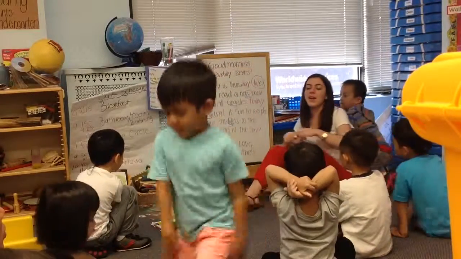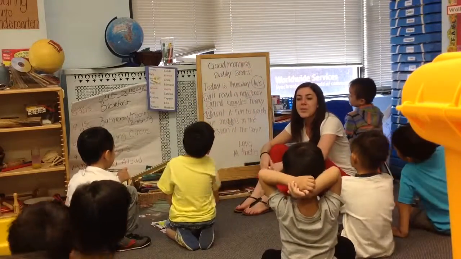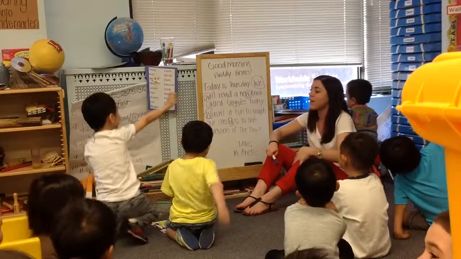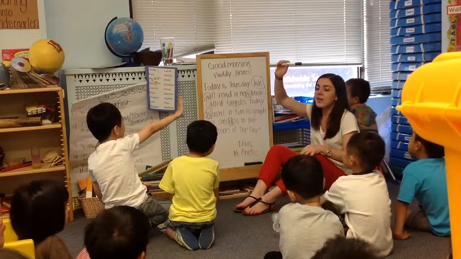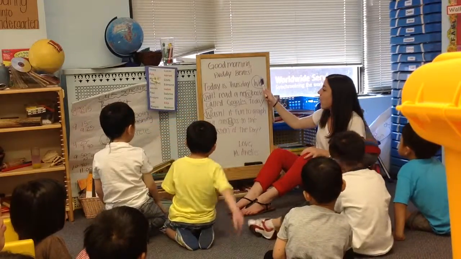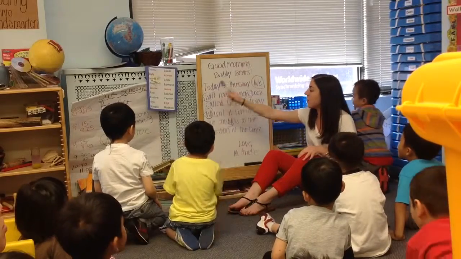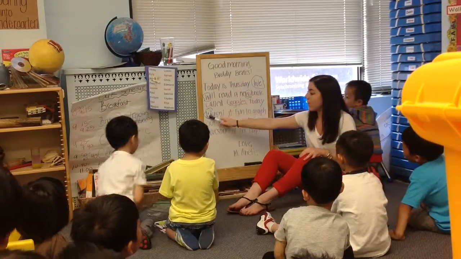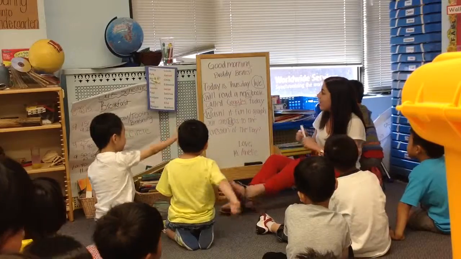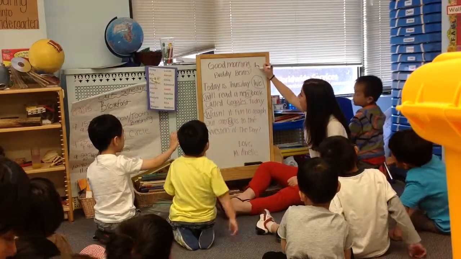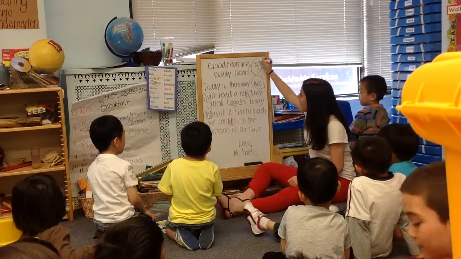All right, Buddy Bears, let's count our W's together, all together. Ready? We're going to count them together. 1, 2, 3, 4, 5. We have 5 W's in our morning message.